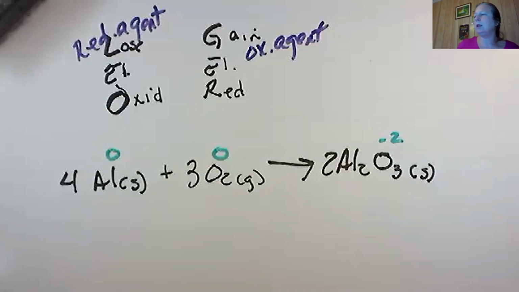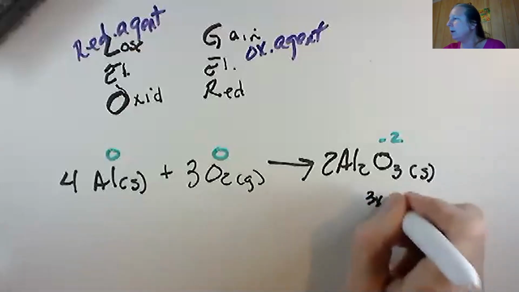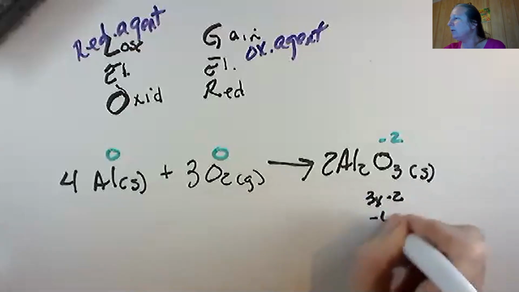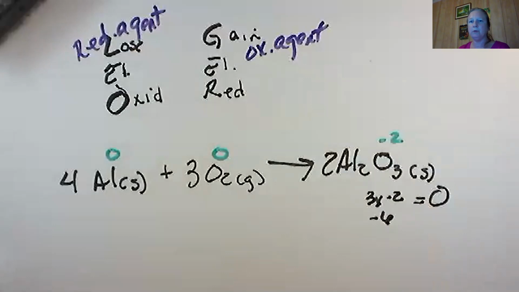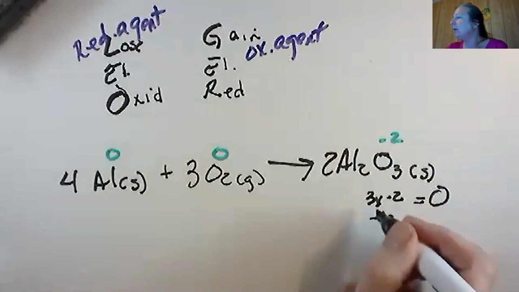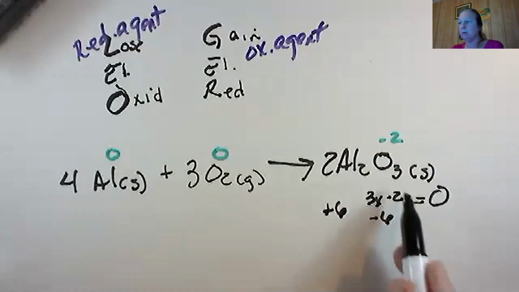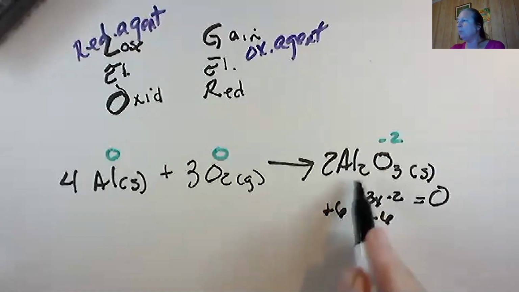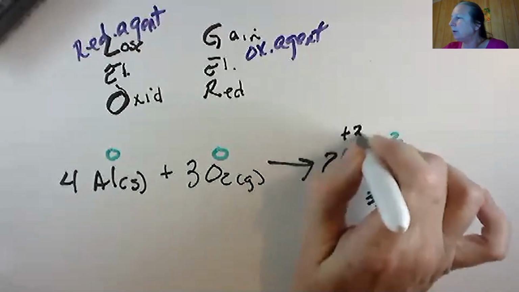Now, I'm not looking at stoichiometry. You can do redox oxidation numbers before you balance your equation. We're not looking at the coefficients. We are looking at the subscript. So I have 3 times -2, which is -6. This has to equal 0 because it's a net 0. It's neutral, net 0. So this has to be a +6 over here to balance out my -6 of my oxygen. But I have 2 of them. So each individual aluminum is +3. All right?